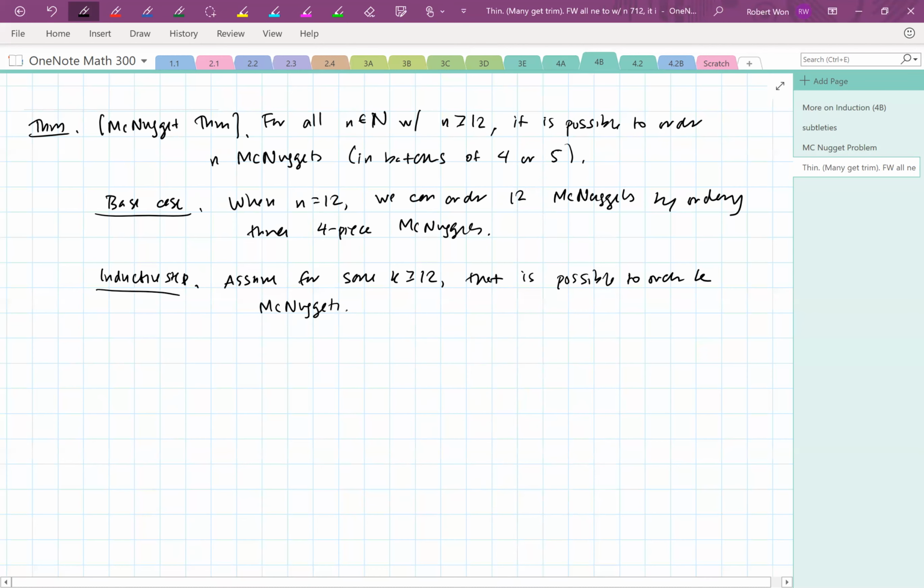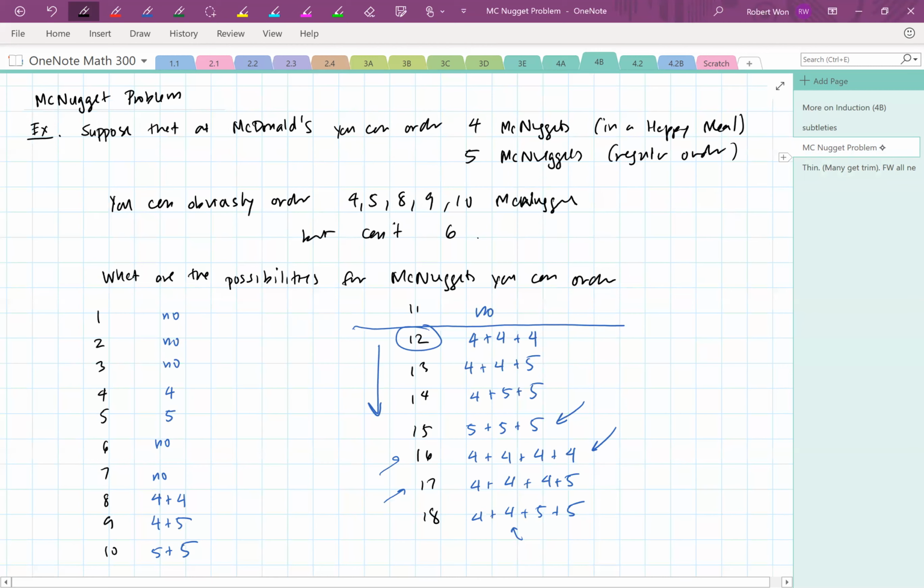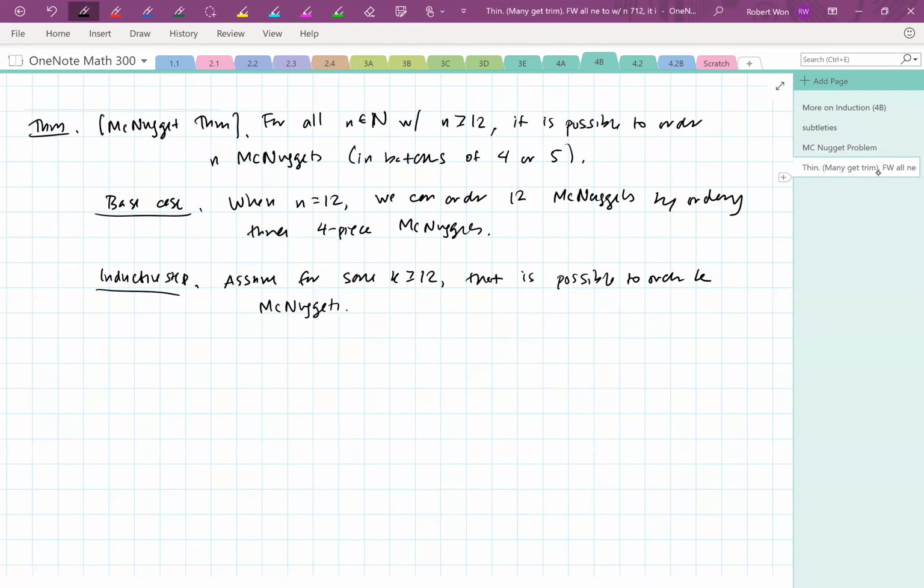I want to show that you can actually order k plus 1 McNuggets. How do you do this? Well, right now we don't have any information about the k. But we saw that there are sort of two cases, right? If you ever have a 4, it's easy to get k plus 1. If you don't have a 4, then you have enough 5s to replace 15 of them with 16. So really, we should say there are two cases. Yeah, so there are two cases.